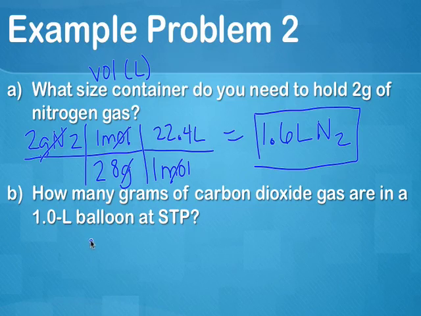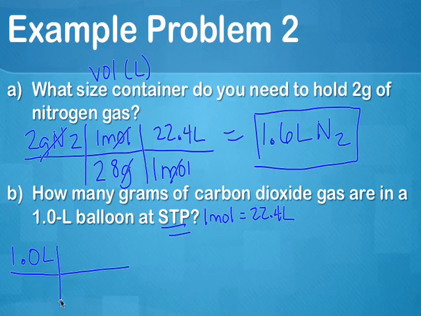Part B down here says how many grams of carbon dioxide are in a 1 liter balloon at STP. So again, at STP, I'm going to go ahead and just write 1 mole equals 22.4 liters. And then I'm looking for grams. So I'm going to start with what I'm given. And because I'm in liters, I'm going to use Avogadro's principle first. The 22.4 liters is going to go on bottom to cancel, and that's 1 mole.